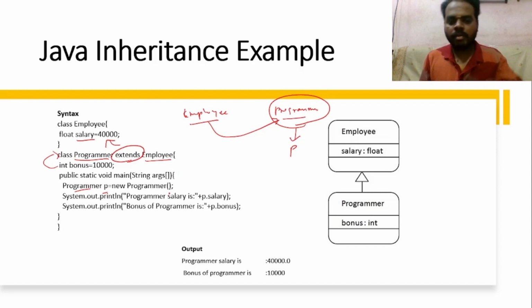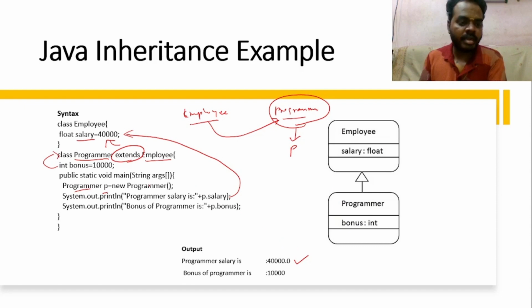So I'm going to call the data. Programmer salary is p.salary. Since P is your object, salary is nothing but your variable name. It will go and call your base class salary data. What is my salary data? It is 40,000. It will print the value.